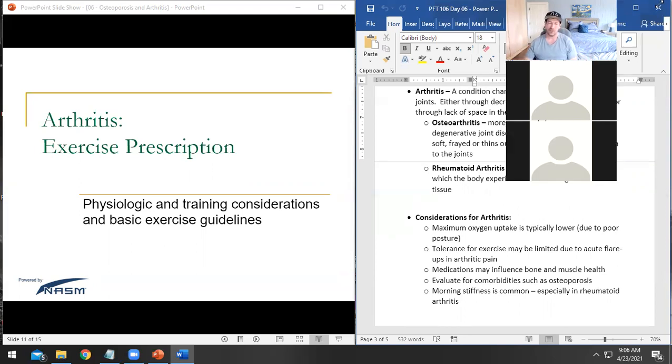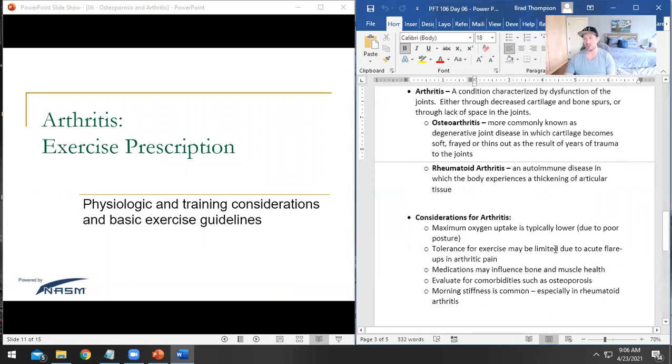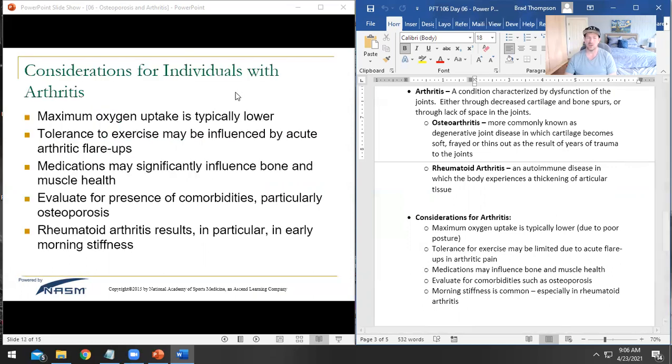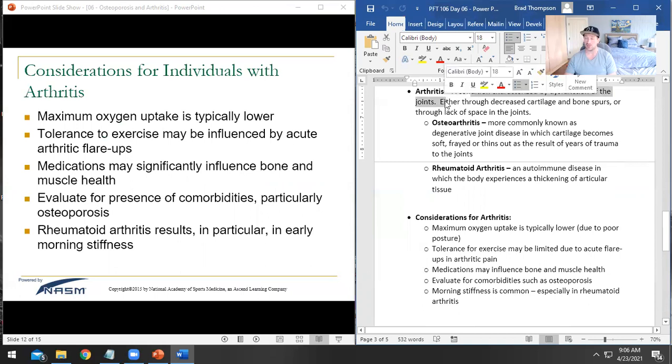All righty. All right, so let's move out of the bones and into the joints. So we're still staying in the skeletal system here, but we're looking at arthritis next. So arthritis, a condition characterized by dysfunction of your joints. And there's going to be 2 versions of this as well. It's either going to be a decreased cartilage, which can result in bone spurs and be very painful, or it could be a lack of space between the joints if it's like rheumatoid arthritis. So we do have 2 different versions of arthritis.